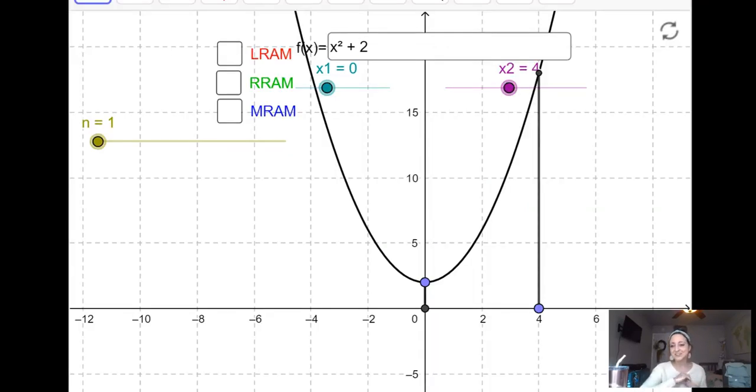All right, so I want to show you some ways to approximate area under the curve using a shape that we are very familiar with, which is the rectangle. These are called Riemann sums.